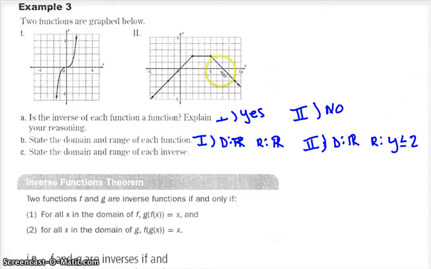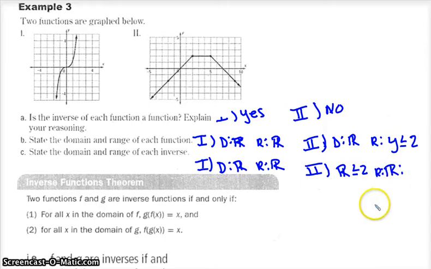Now, when referring to the inverse, you'll remember I simply switch the domain and range. For the first graph, that doesn't really affect anything. The domain is still all real numbers. The range is still all real numbers. Now, for graph 2, my domain is all values greater than, or excuse me, less than or equal to 2, and my range values are all real numbers. All right, moving on.